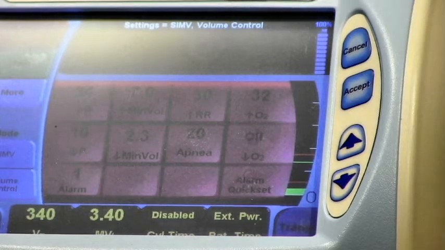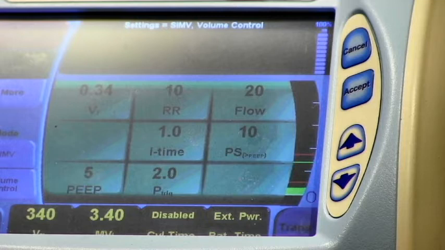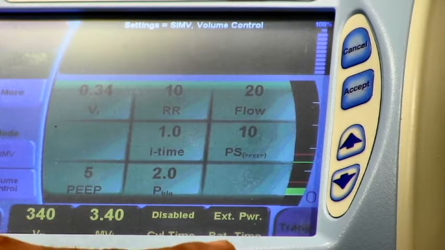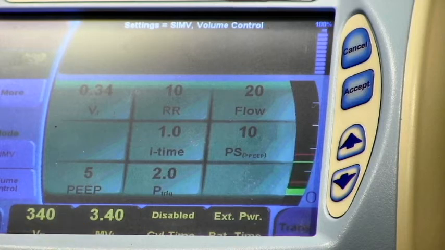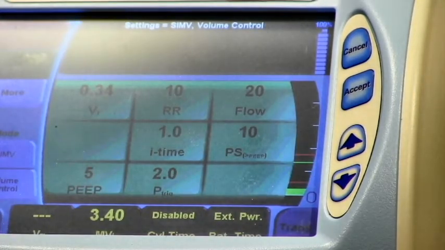and my alarm quick set is done. I'm going to back out of here now, back to my main screen. And down here at the very bottom, you're going to see these monitoring pieces. These dark blue pieces that you see down here, those are the monitoring in real time for the patient. So right now we have a tidal volume at 340, which matches this. Why? Because the patient's not taking any effort. The machine's doing all the work on its own.